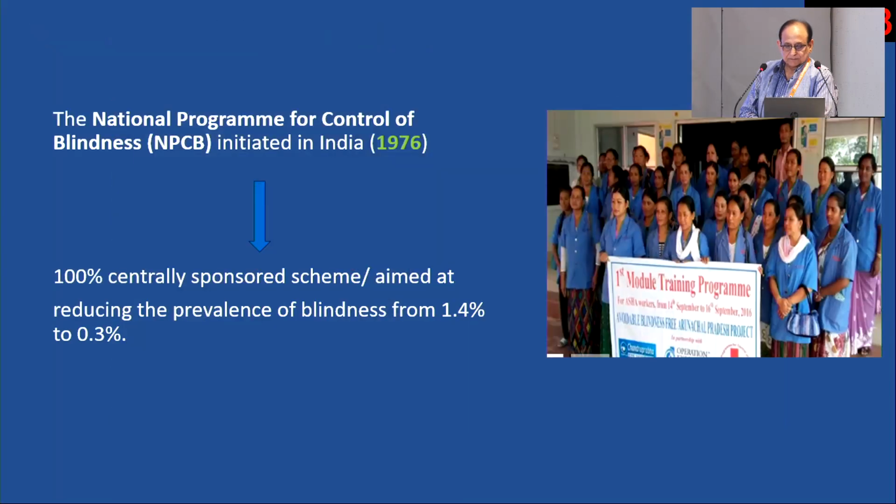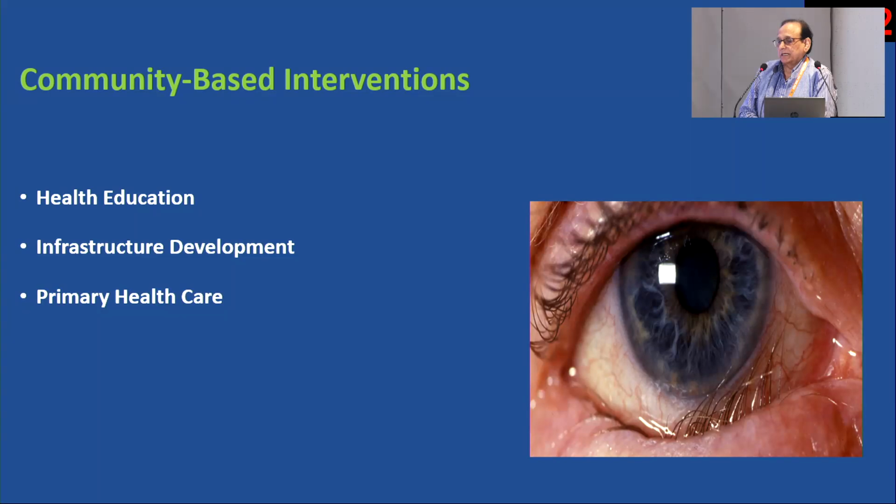Then the National Program for Control of Blindness came in 1978, and we were fortunate that the government at that time adopted it under the Prime Minister's 20-point program in 1982. So the stress was laid under this program to educate the people. I may say education is very important.